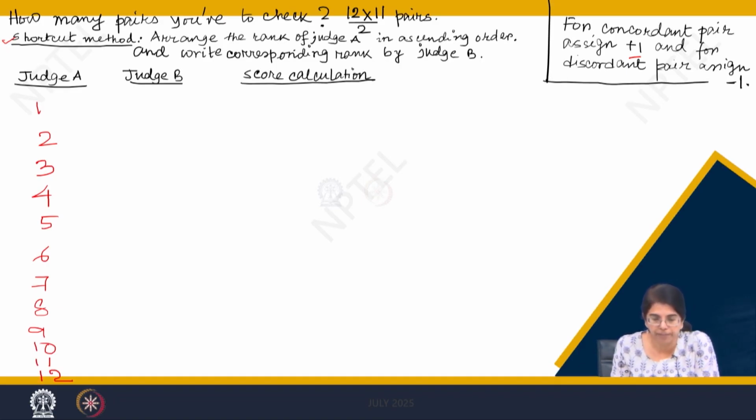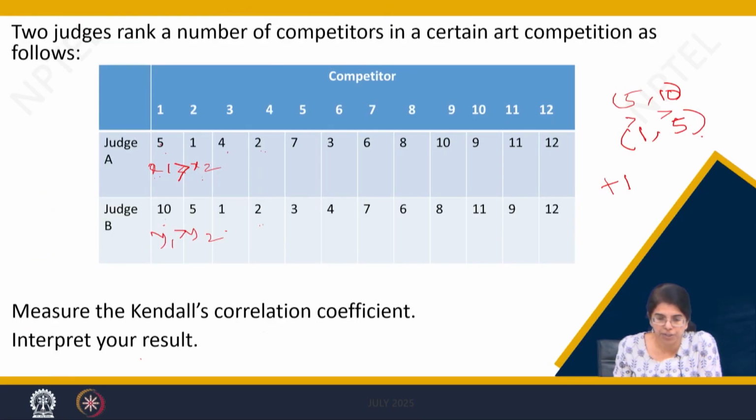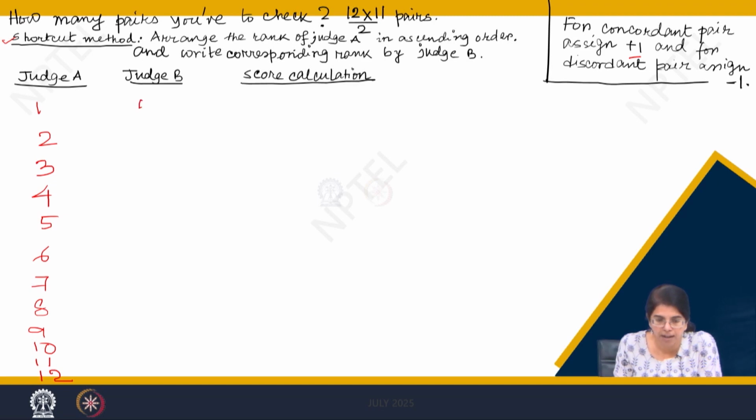So 12 observation. And Judge B, corresponding 1, what was the rank given by Judge B? Let us have a quick recapitulation. Corresponding 1, Judge B has given 5. So write it out. 5, 2, 4, 1, 10, 7, 3, 6, 11, 8, 9 and 12. The last one is 12.